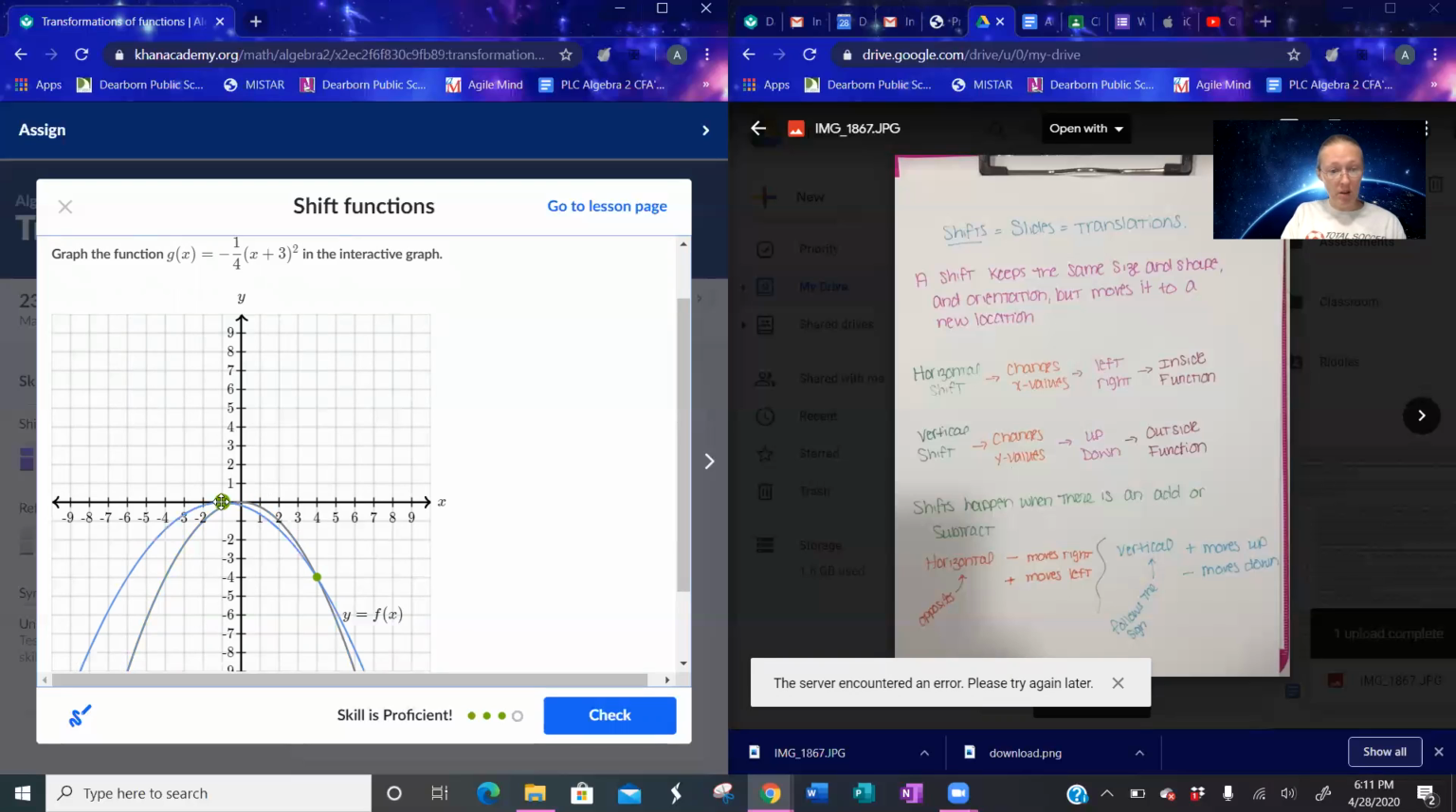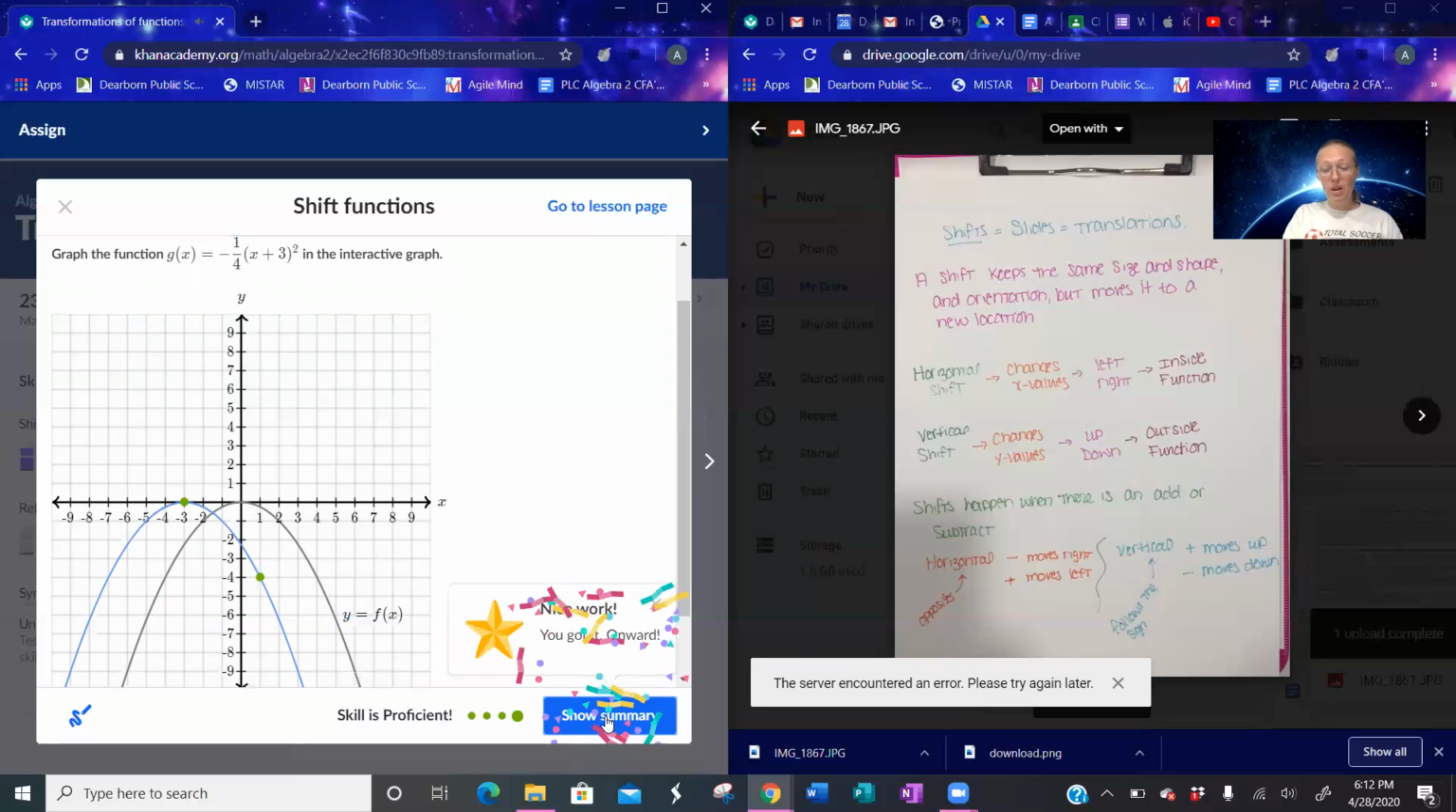All right, so let's try it. We go 1, 2, 3, and then 1, 2, 3. All right, let's check it. Again, it was a shift. It moved everything. So not only did I slide that over 3, I slid that over 3, and we did it.